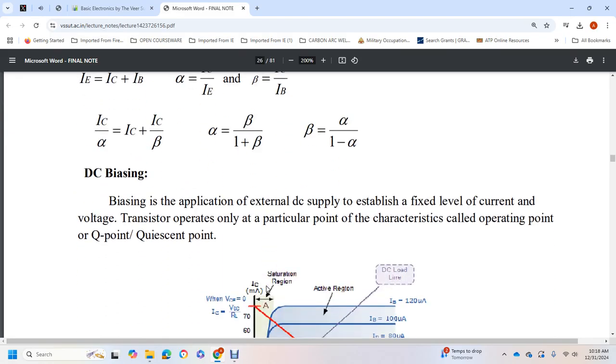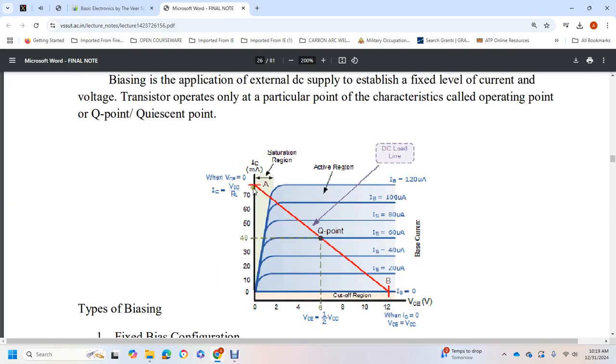DC biasing. Biasing is the application of an external DC supply to establish a fixed level of current and voltage. The transistor operates only at a particular point over the characteristics called the operating point, or Q point, or quiescent point. So between the saturation and active region is Q, the quiescent point where the operating point is, and then over here we have voltage collector emitter and DC load line.